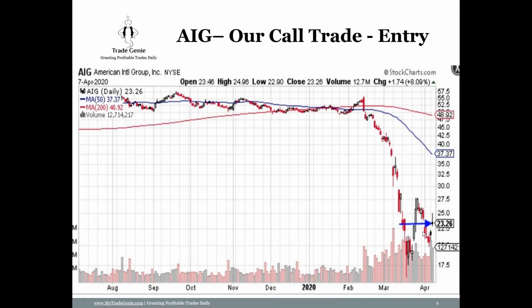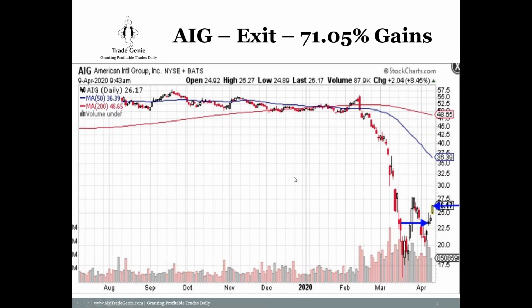So now I'm waiting patiently, and I'm saying, okay, let AIG come down. When AIG came down, filled the gap, and then gapped up again. If the stock comes down, fills the gap, and then starts bouncing up, it tells me that it has found support. The support is right there. Fill the gap, and then gap up. So this is the second buy signal. We went long right here based on this logic, and see what happened. 71% gain right there after 2 days.